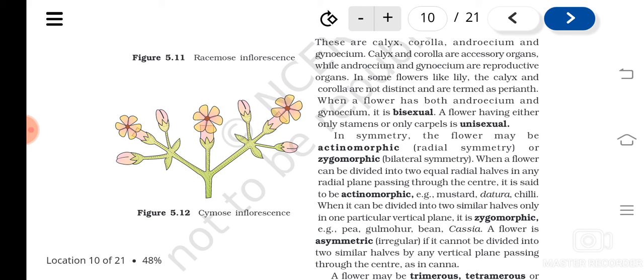Understood? And if a flower has only stamens or only carpels, meaning only one of these, then we call it what? Unisexual flower. Bisexual flower and unisexual flower, you understood now? Bisexual means both androecium and gynoecium are there, and unisexual means only one part, either androecium or gynoecium, is present. Then we call it a unisexual flower.